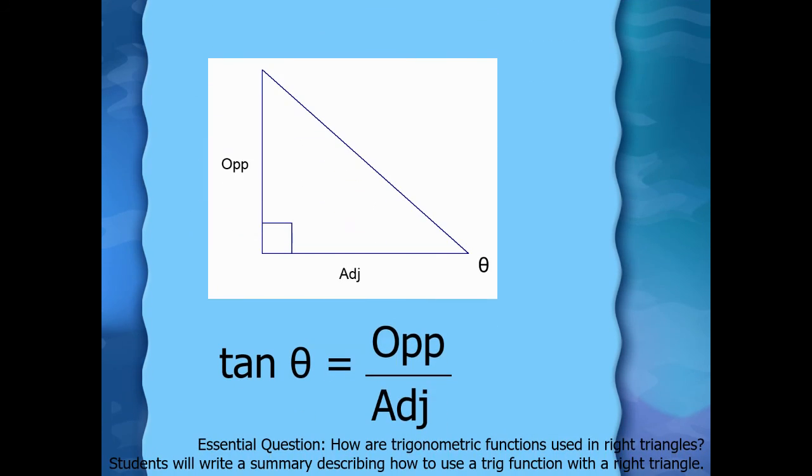All right, our third trig ratio is tangent. We don't just say tan, just like we don't just say sin, it's sine. So we have the opposite and the adjacent, and the tangent is the opposite over the adjacent.